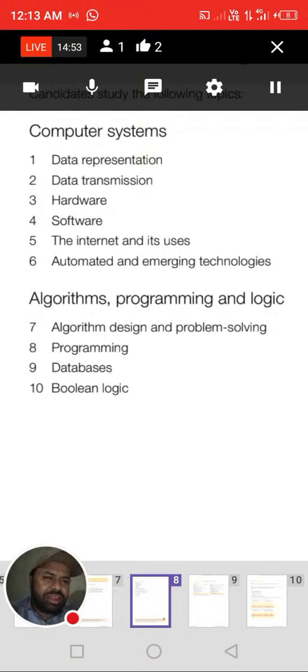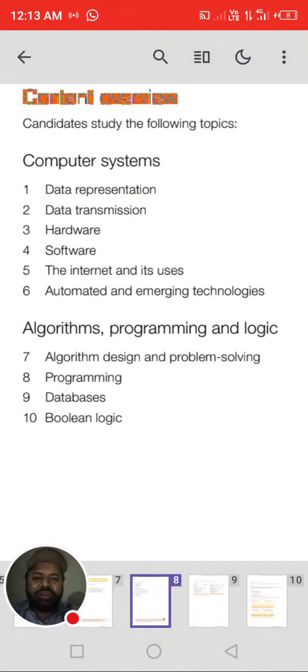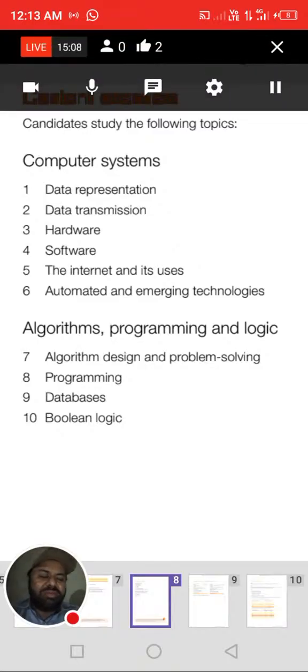So these are our topics, and these are the 10 topics: computer systems are 6, and programming and logic are a further 4, and basically this is a complete paper as well. But each topic will be covered in detail. There is lots of information, and we will study it and go one by one.